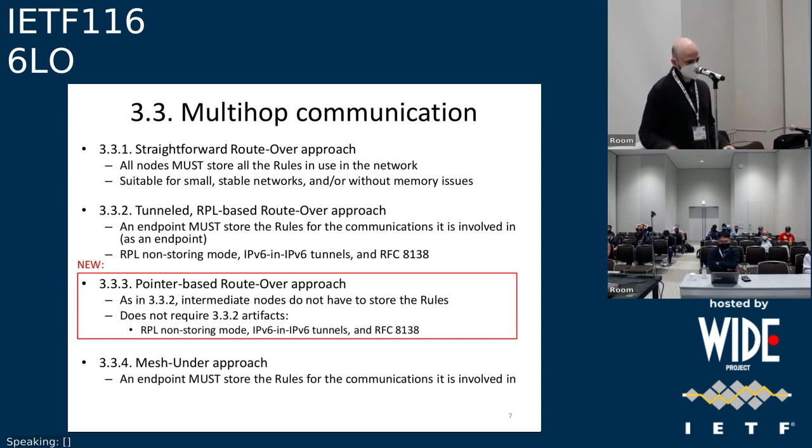However, here in 01, we are introducing another approach for route over, which is called pointer-based route over approach. Here, as in the previous one, intermediate nodes like routers do not have to store the compression rules. However, the advantage here is that the pointer-based approach doesn't require those routing artifacts from RPL non-storing mode, the tunnels, and 8138. Here, the solution is based on just adding some additional field that you will see later after the SHIC dispatch, which is a pointer, and this will allow intermediate nodes to reconstruct the IPv6 destination address whenever they receive a packet, so that they can make routing decisions and send the packet to the next hop. So later I will describe a bit better what this is about.